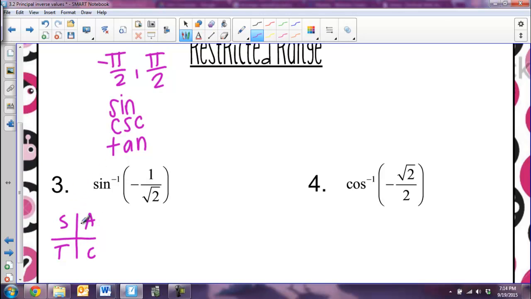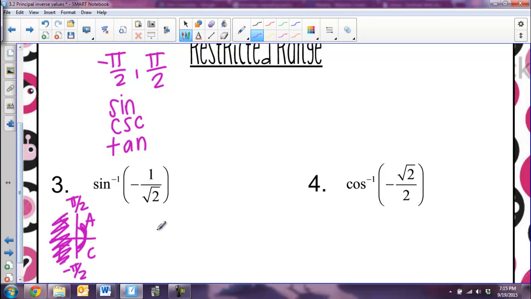But over quadrant 3, that's not in my range, because if I think about what I would label these, this guy's pi over 2, this guy would be -pi over 2, so my range has to be in these two quadrants for this particular function. So I have to either be in quadrant 1 or quadrant 4.